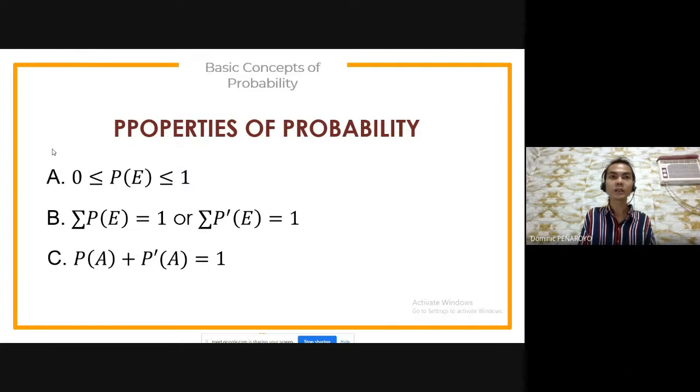And then the probability of not getting an odd number, the complement of the event, includes 2, 4, and 6, so that's also a total of 3, so also 3 over 6. So 3 over 6 plus 3 over 6 is equal to 1. So that is what complementary events mean.